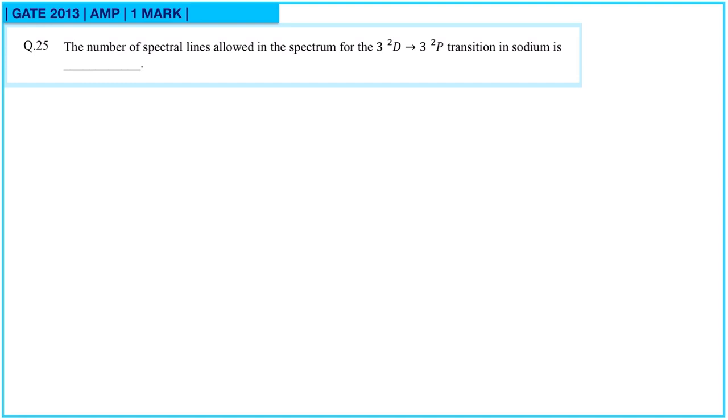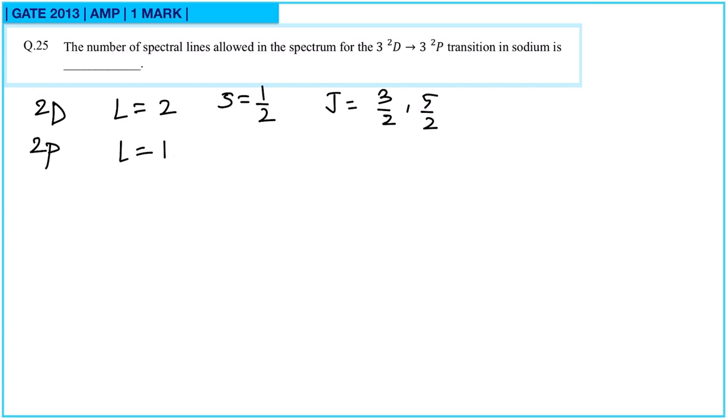Question number 25. The number of spectral lines allowed in the spectrum for the 3²D to 3²P transition in sodium is. Now for 2D, we have L is equal to 2 and S is equal to half. That means the value of J will be L plus S to L minus S. So this will be 3 by 2 and 5 by 2. And for 2P state, L is equal to 1, S is equal to half. So J will be half and 3 by 2.